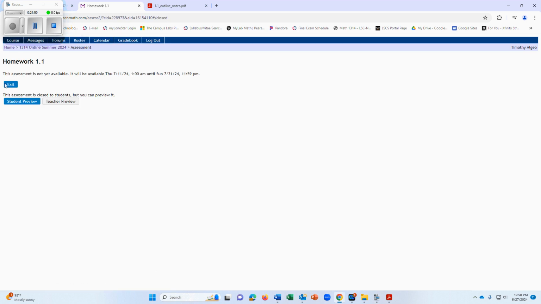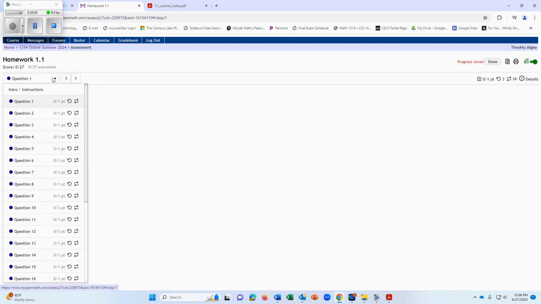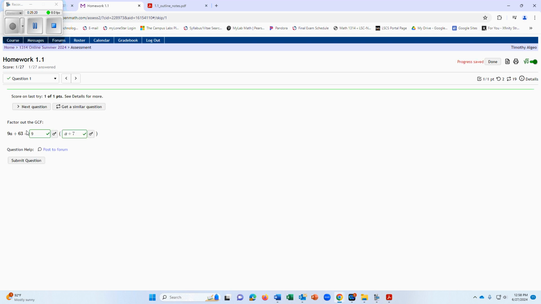So 1.1. Let's do a student preview so we can see what it would look like as a student. Right here, factoring review, watch the first video. There we go. Here's our first question. Factor out the GCF. So you put the GCF and then what remains behind. It looks like 9. Those are both divisible by 9, and we'd be left with a plus 7. Submit question. Got it correct?